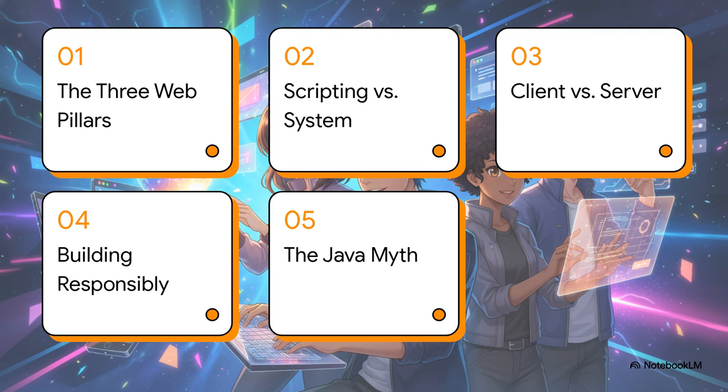Here is our roadmap for today. First, the three web pillars. Then, scripting versus system languages. After that, client versus server. Then we'll cover building responsibly, and finally, we're going to tackle the Java myth.